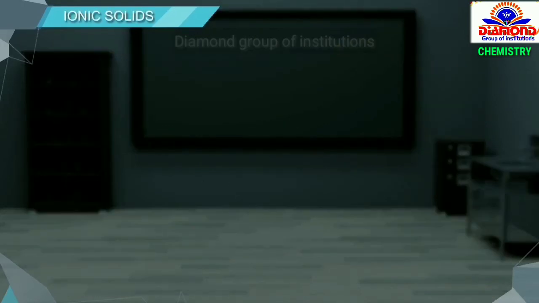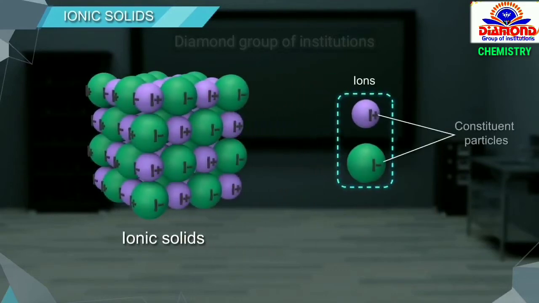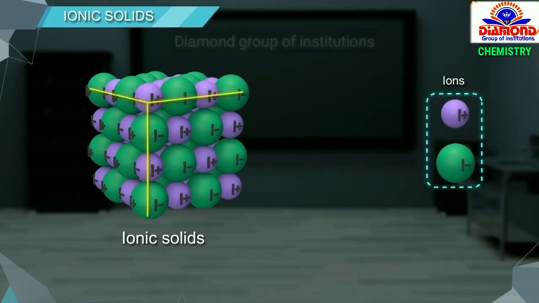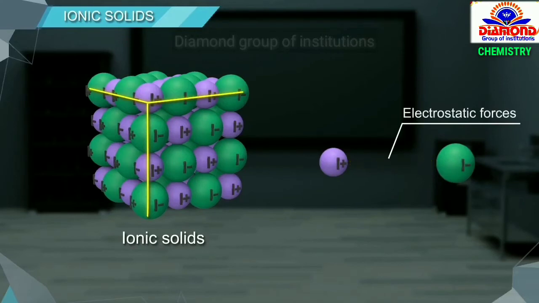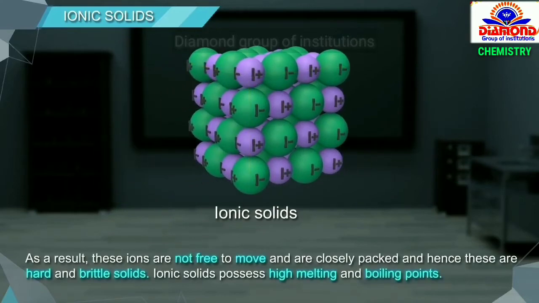Let us discuss ionic solids. In ionic solids, ions are the constituent particles. In these solids, there is a three-dimensional arrangement of cations and anions that are held together by strong electrostatic force of attraction. As a result, these ions are not free to move and are closely packed, and hence these are hard and brittle solids. Ionic solids possess high melting and boiling points.